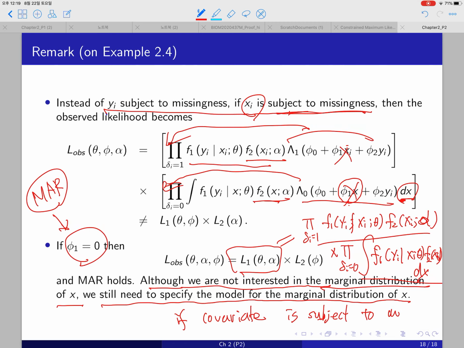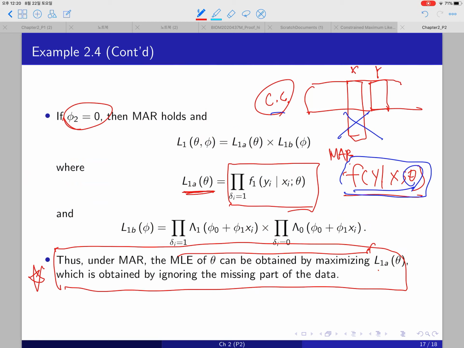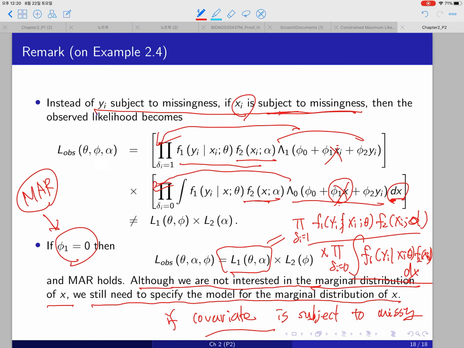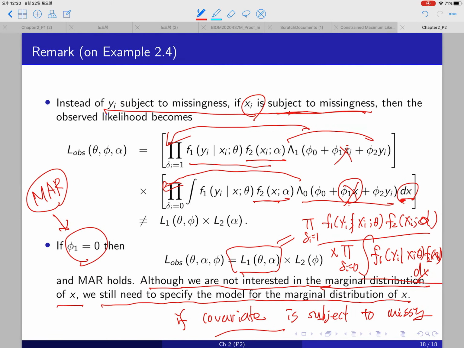That's the difference. Previously, if y is missing, then we can actually ignore the marginal distribution, and everything worked very well. But the story is quite different if the covariate is subject to missingness. So that finishes the second part of the week 2 lecture, I mean chapter 2. Thank you.